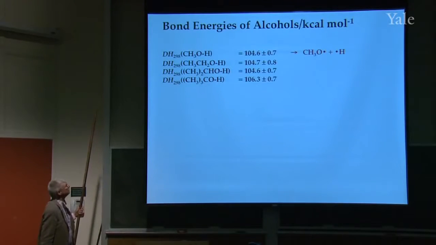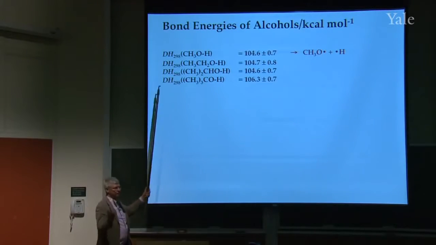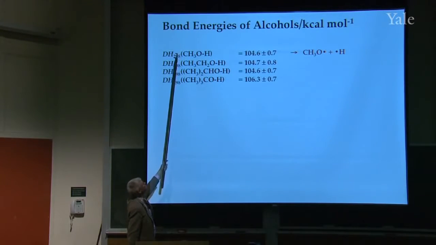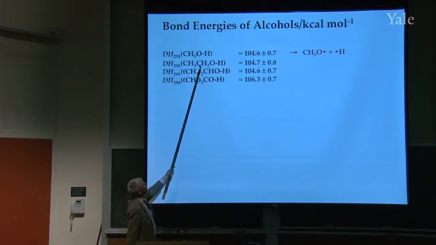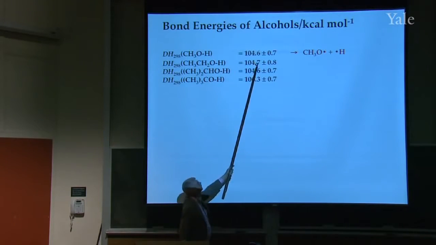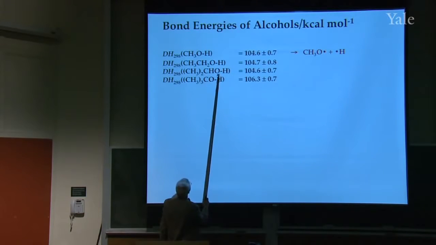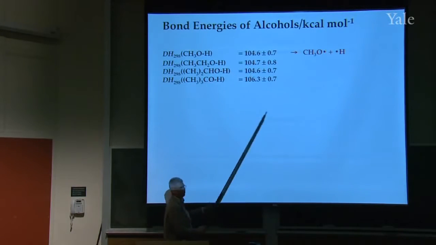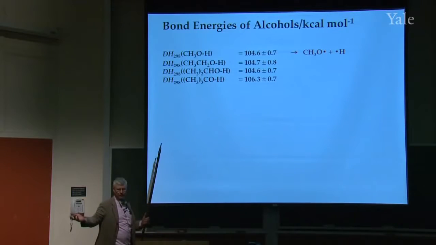Let me talk here about these bond energies. We've done several of these things. You might guess that if you have an alcohol, I did methanol, this is the OH bond in methanol. You might hope that the OH bond in ethanol would be the same, and it's exactly the same within our uncertainty. If you go to isopropyl alcohol, or this is t-butyl alcohol, t-butyl alcohol is a little bit larger, but you can see amongst friends, it's all about 104 or 105 kcal per mole.